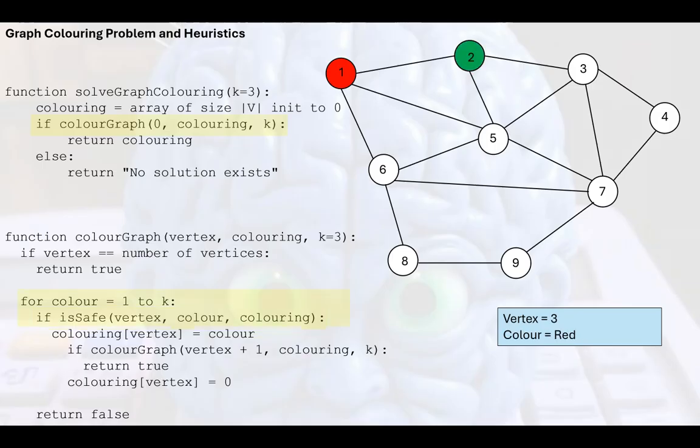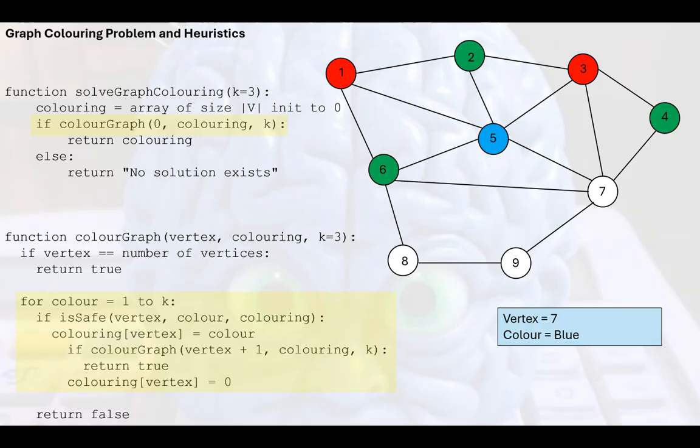Now we move to vertex 3. We say, can that be colored red? Yes, it can. And we can start to pick up a bit of speed with this. We go to vertex number 4. Can it be colored red? No. Green? Yes. Vertex number 5. Red? No. Green? No. Blue? Yes. Vertex number 6. Red? No. Green? Yes. We get to vertex number 7 and we find it can't be colored red or green or blue.